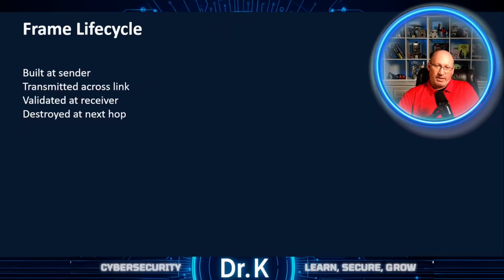A frame is constructed by the sender's network interface. It is transmitted across the link as electrical signals or radio waves. The receiving device checks the frame for errors. If valid, the frame is accepted and the IP packet inside is then passed upward. If the device is a router, the frame is then discarded and a new one is constructed for the next link. Frames are temporary vehicles. They exist only long enough to cross a single connection.